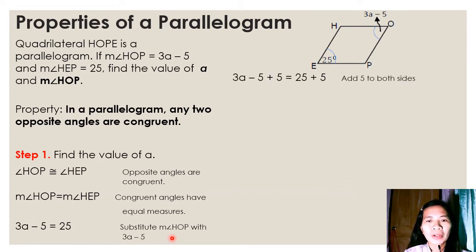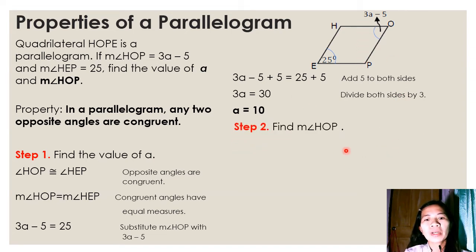Now we are going to simplify. We add 5 to both sides of the equation, since positive 5 is the additive inverse of minus 5. Then simplify: 3A minus 5 plus 5 becomes 3A, equal to 25 plus 5, so equals 30. Then divide both sides by 3, so A is equal to 10. So the value of A is 10.